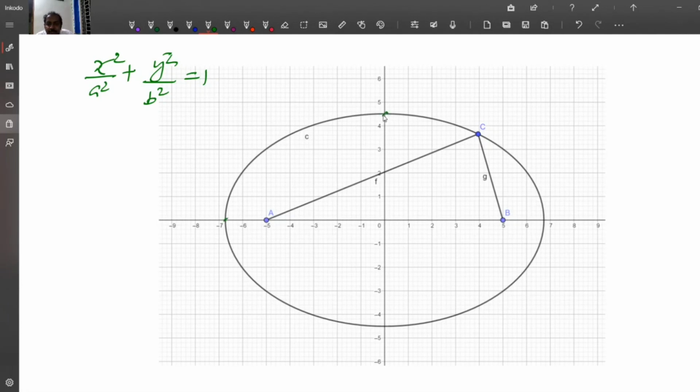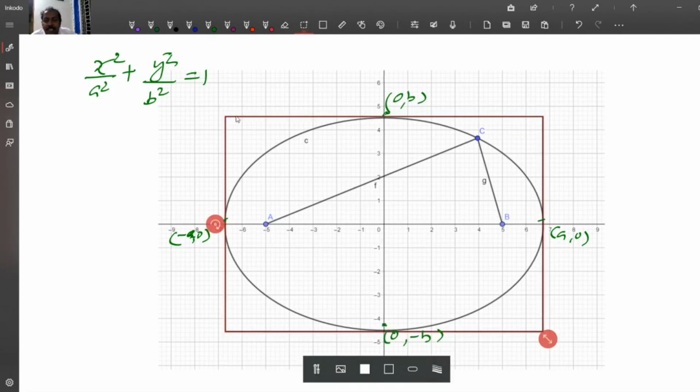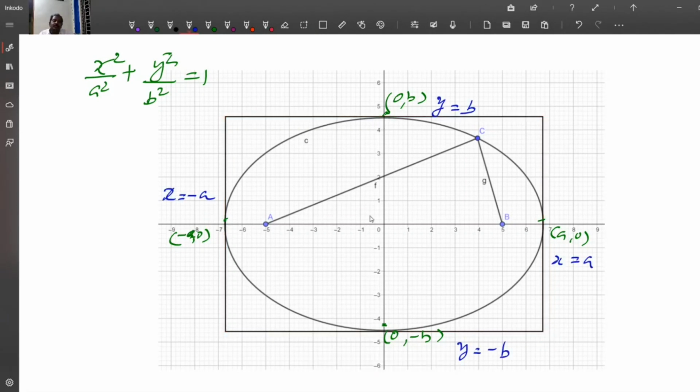And the ellipse meets the x-axis at (a, 0) and (minus a, 0). They are called the vertices. And it meets the y-axis at (0, b) and (0, minus b). Now you can see that the ellipse lies inside a box whose length is 2a and breadth is 2b, or the ellipse is contained in the box generated by the lines x is equal to plus or minus a and y is equal to plus or minus b.